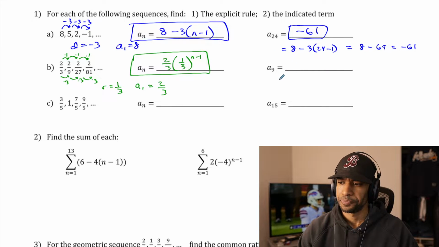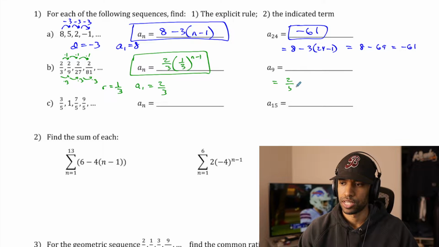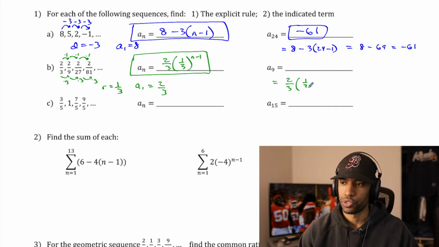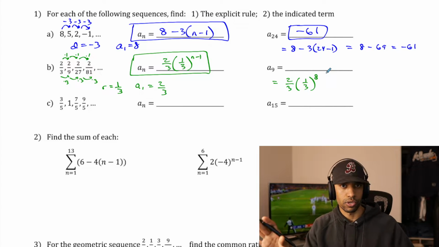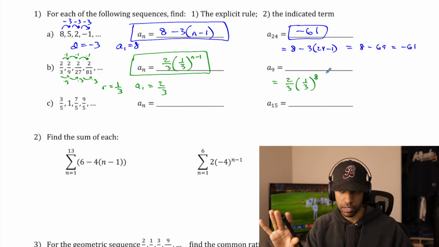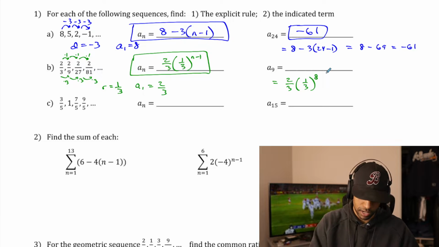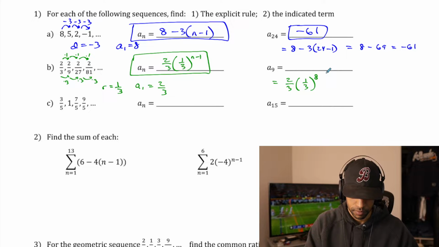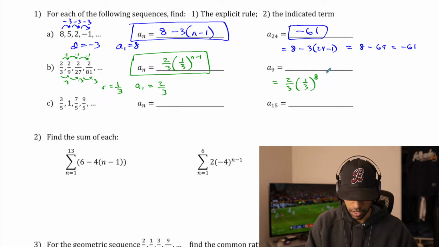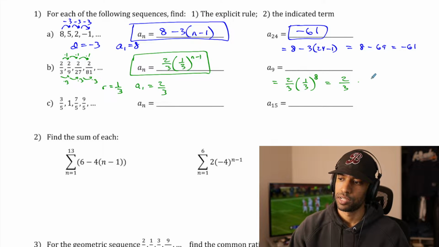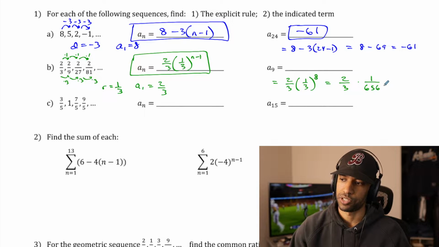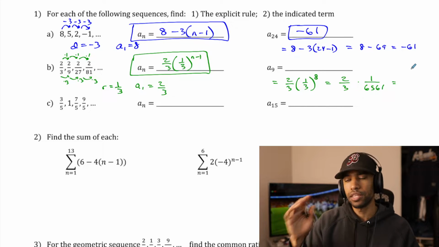So a sub 9, I'm going to take 2/3 times 1/3 to the 9 minus 1 power. That's the 8th power. So what I really need to do is figure out, it's 1 to the 8th over 3 to the 8th, right? So I need to figure out 3 to the 8th power. Whoops, didn't type an 8 there. 3 to the 8th power is 6,561. So this is 2/3 times 1 over 6,561. And like I said, nothing's going to reduce here.